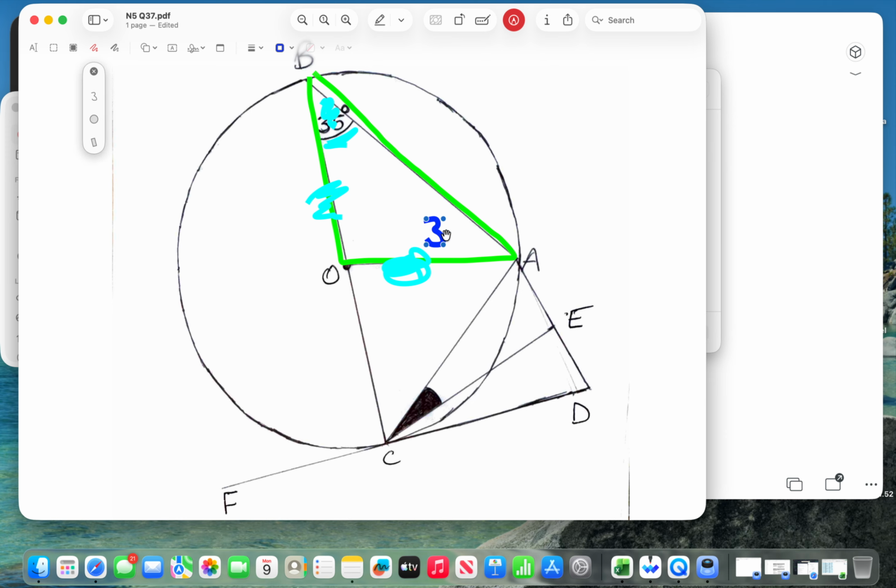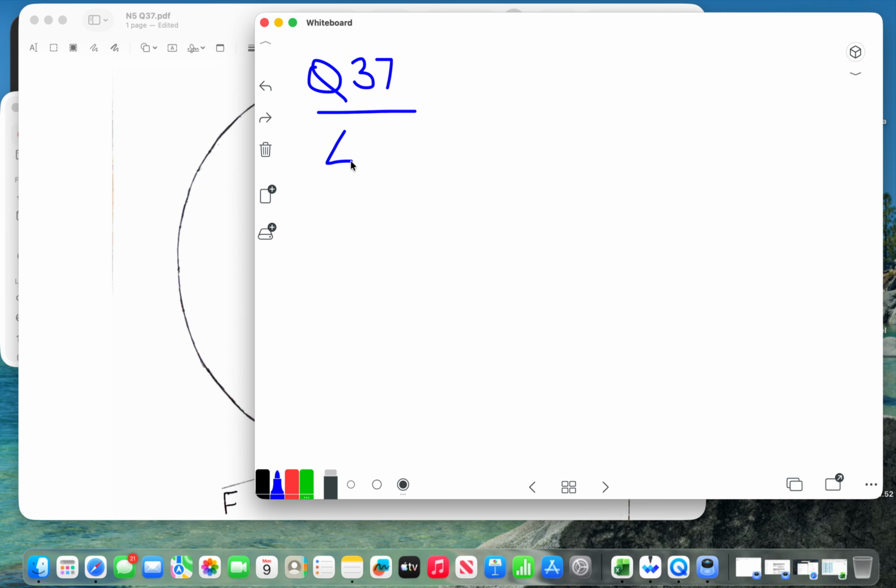I'll use a dark blue to write the size of angles. Okay, so we have that is 35 degrees. And that is BAO equals OBA equals 35 degrees.